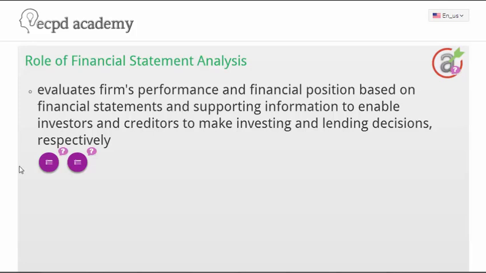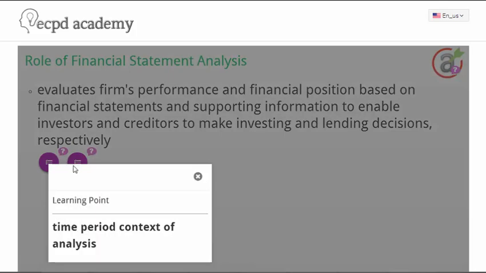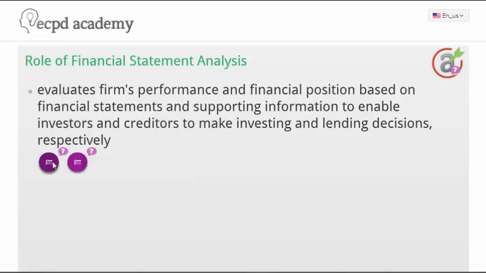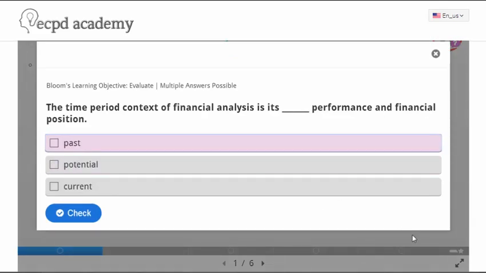Let us check the slide's learning points. The first pertains to the time period context of analysis of financial performance and financial position. This question tests your judgment and appraisal skill according to Bloom's Taxonomy of learning objectives, which is a higher level of learning because rather than telling you this beforehand, we'd let you derive it yourself. This is how we teach you at eCPD Academy because we leverage your intelligence and prior learning.